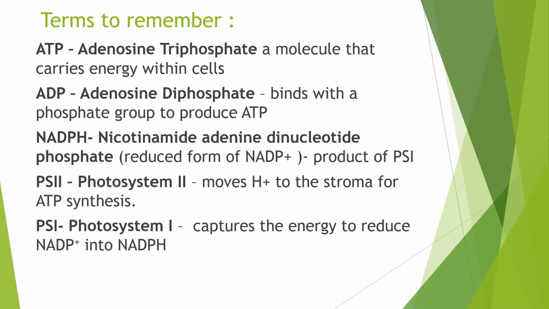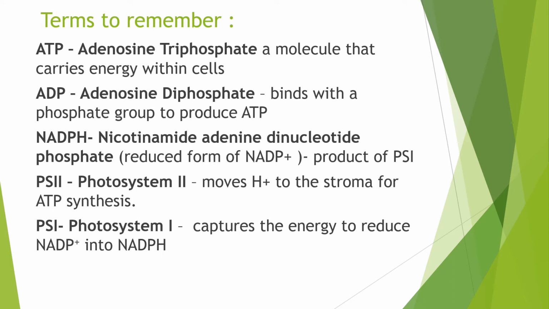Before we proceed to our discussion about the process of photosynthesis, let us know the following terms first. ATP, which stands for adenosine triphosphate, is a molecule that carries energy within cells. ADP, which is adenosine diphosphate, binds with a phosphate group to produce ATP. NADPH, which stands for nicotinamide adenine dinucleotide phosphate, which is a reduced form of NADP+, is the product of photosystem 1.